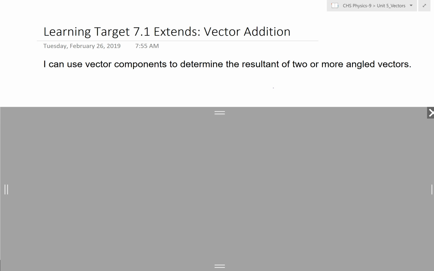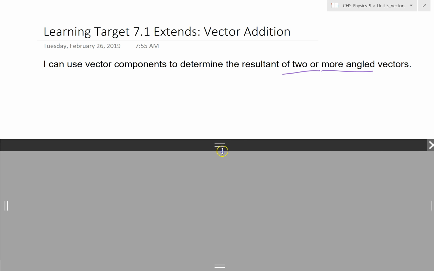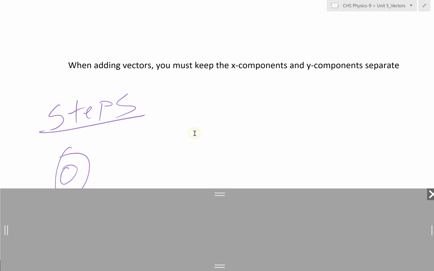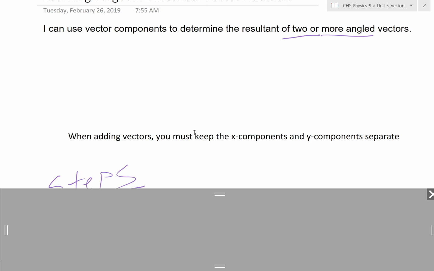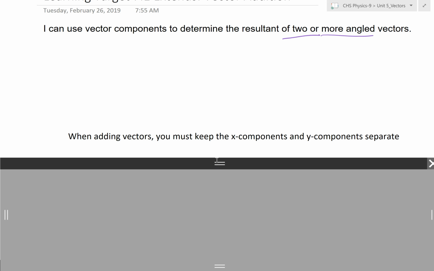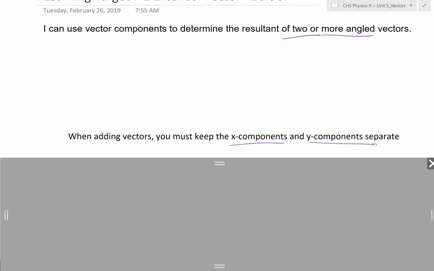The words that describe the Learning Target are, I can use vector components to determine the resultant of two or more angled vectors. The thing that you have to be aware of for this is down here. When you're adding vectors, you must keep the x components and y components separate.